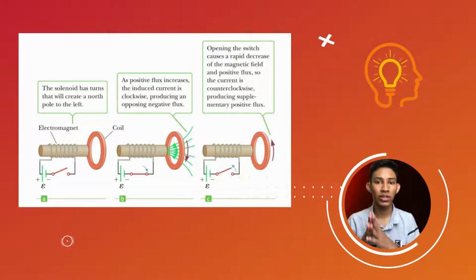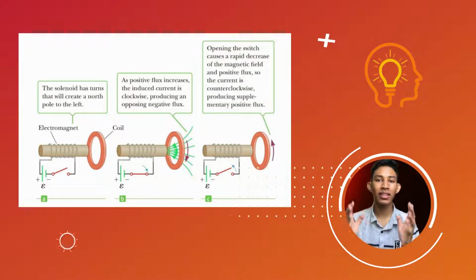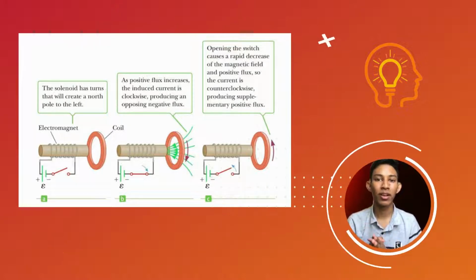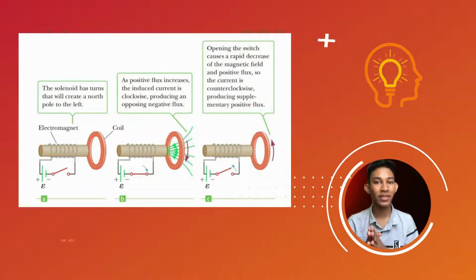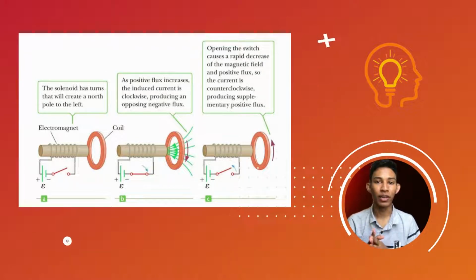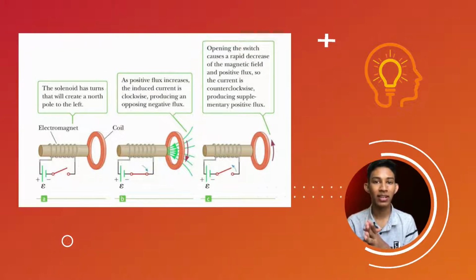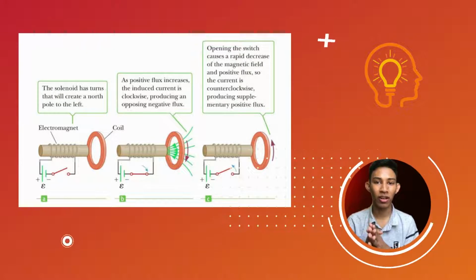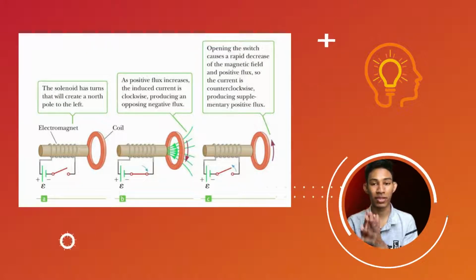When the switch is opened again as in figure C, the current in the solenoid changes because the magnetic field and positive flux begin to decrease. Moving counterclockwise, the induced current creates positive flux through the coil, opposing the decrease in positive flux.